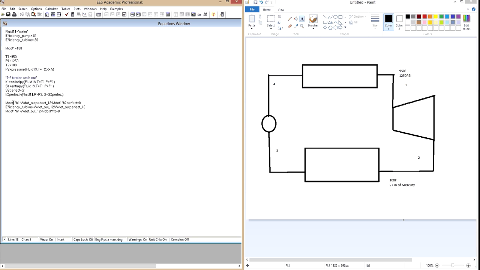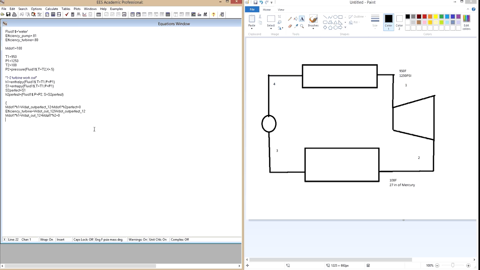But m dot 1 is given. H1 is given. m dot 1 is given. H2 perfect is given. Efficiency of the turbine is given. And I know this W dot out perfect, so I'm solving for W dot out 1, 2. Now that I know W dot out 1, 2, H1 and m dot 1, I should be solving for H2. And S2 perfect equals S1, and I'm calling H2 perfect off of this. It's one of those times where you just get a little bit stumped.